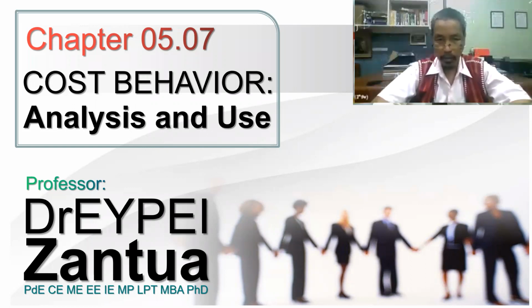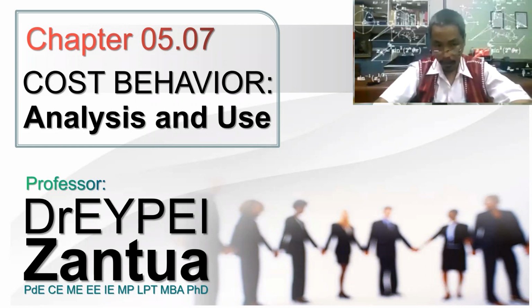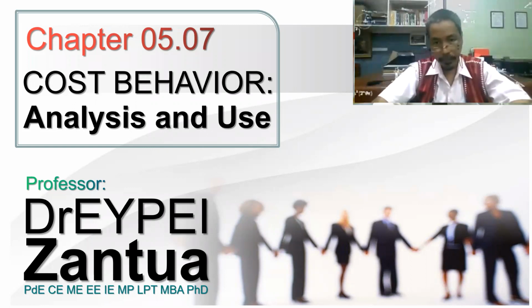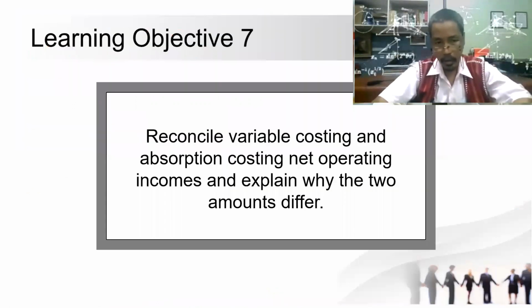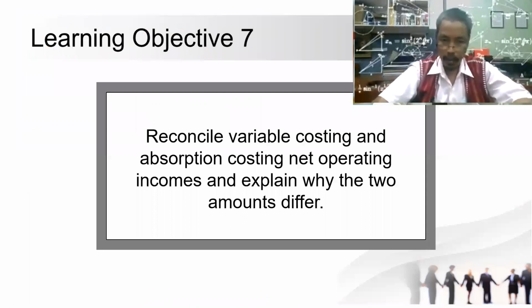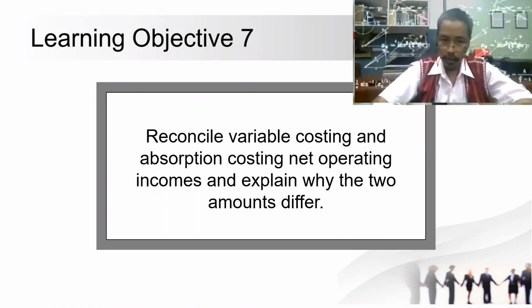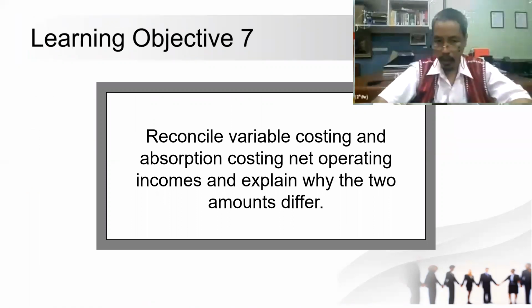We are now in Module number 7, Cost Behavior Analysis and Usage. We have the following learning goal: to reconcile variable costing and absorption costing net operating incomes, and explain why the two amounts differ.